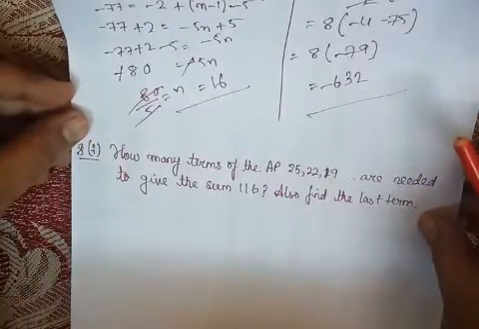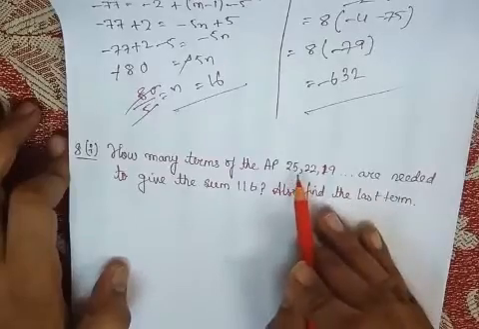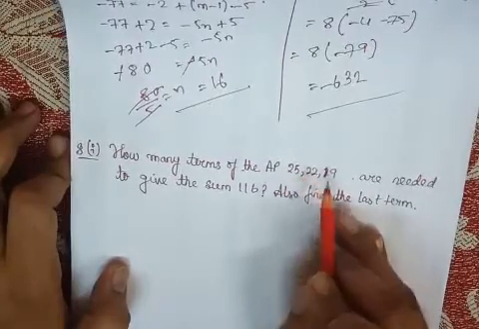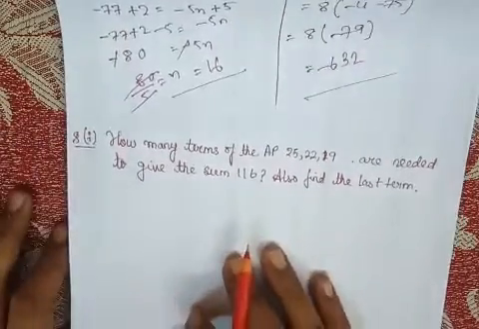Let's go through one more example. Okay, so the question said: how many terms of the AP 25, 22, 19 are needed to give the sum 116? Also find the last term.